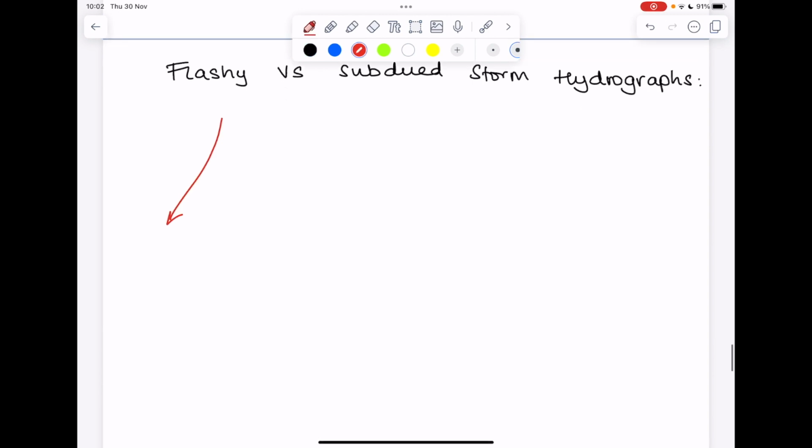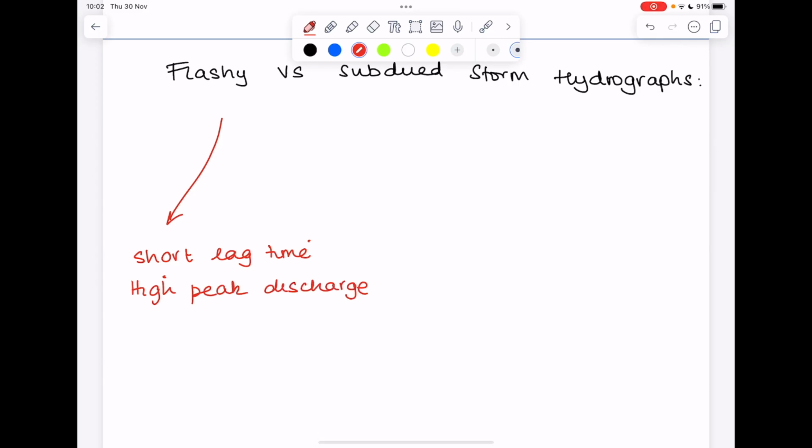So our flashy storm hydrograph, we know we're going to have a short lag time. We'll have a high peak discharge and a steep rising limb. So those are all descriptions of the graph we would see.